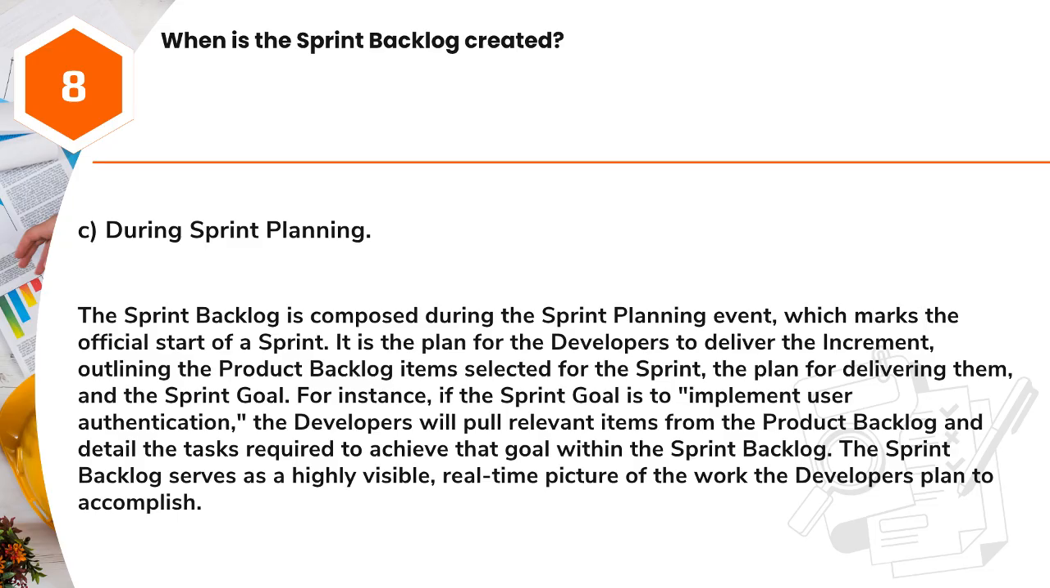The sprint backlog is composed during the sprint planning event, which marks the official start of a sprint. It is the plan for the developers to deliver the increment, outlining the product backlog items selected for the sprint, the plan for delivering them, and the sprint goal. For instance, if the sprint goal is to implement user authentication, the developers will pull relevant items from the product backlog and detail the tasks required to achieve that goal within the sprint backlog. The sprint backlog serves as a highly visible, real-time picture of the work the developers plan to accomplish.